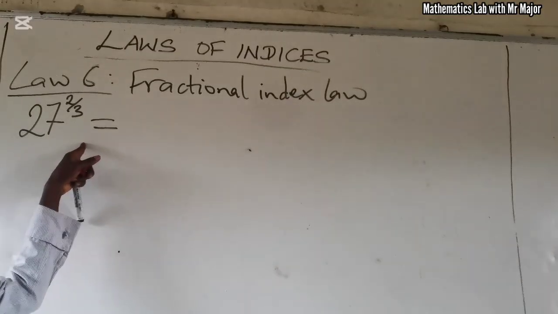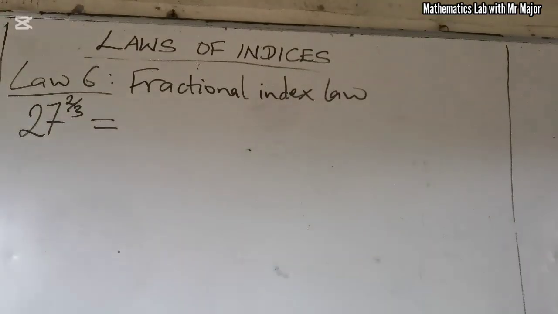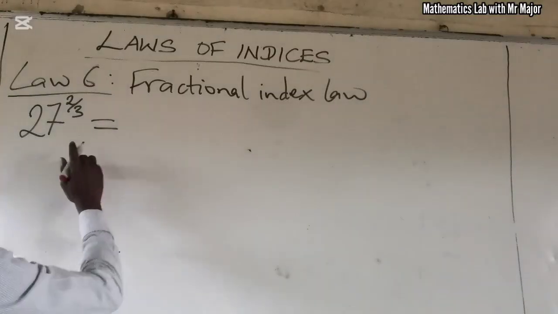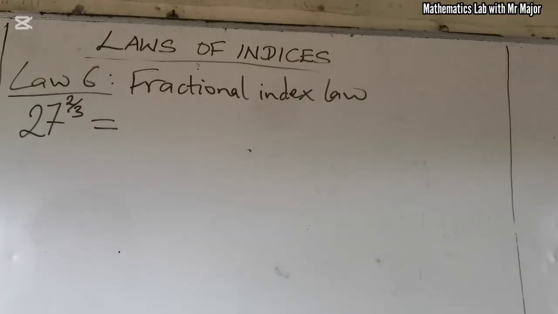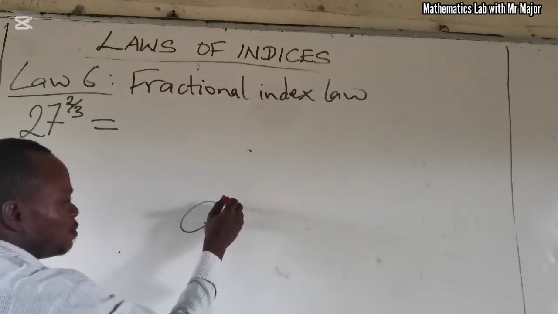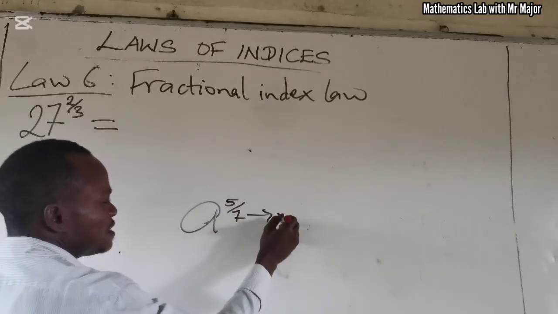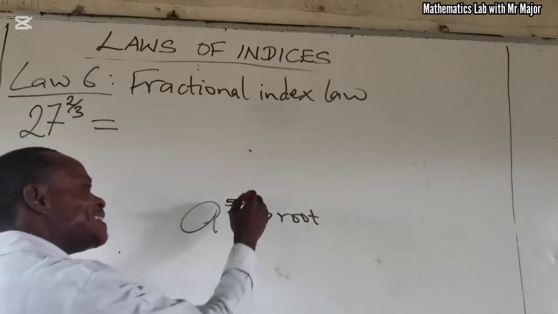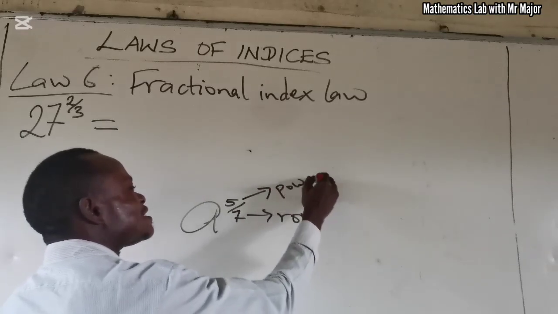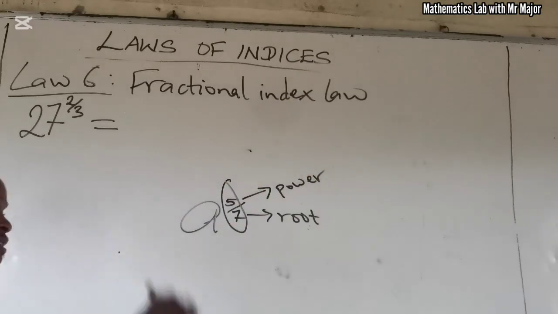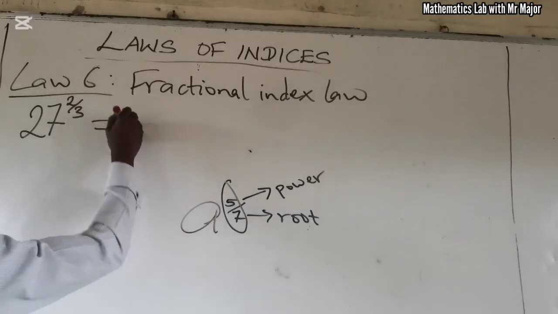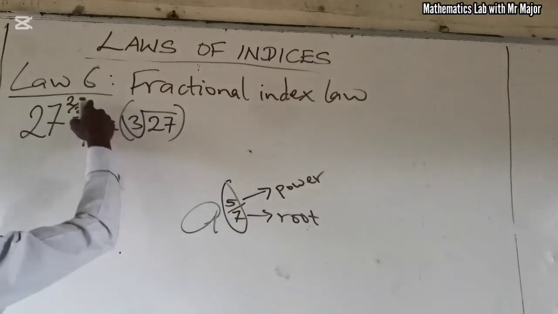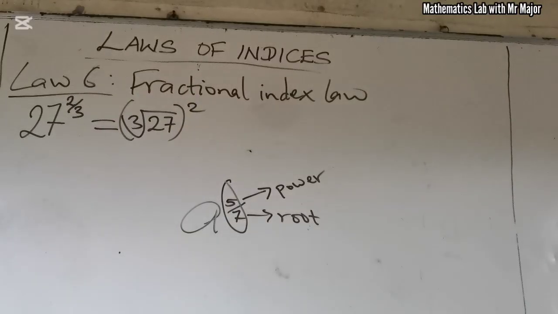Now, let us look at this question. Here, the numerator is no longer 1. Now, as we know, the denominator is regarded as root. So if you have something like a raised to power 5 over 7, this is regarded as root, like I earlier said. Now, the numerator is regarded as power. Mind you, the whole of this thing is actually power. So if we have something like this, it means the cube root of 27 then raised to the power of 2. That is the meaning. Cube root of 27 raised to the power of 2.